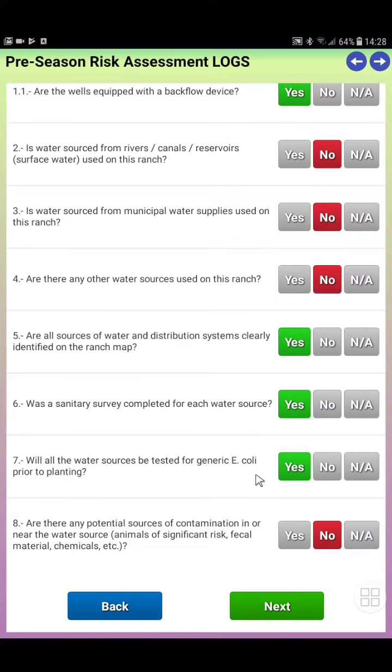Will all the water sources be tested for E. coli prior to planting? Yes. That's the only indicator that we need to test for now. That was provided by the FDA. Are there any potential sources of contamination? No. Next.